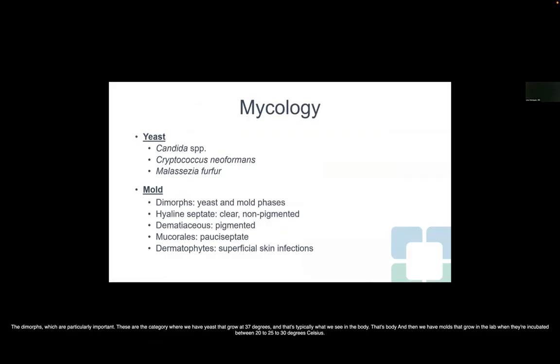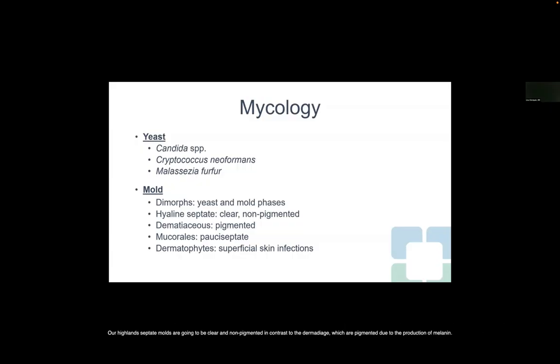The dimorphs, which are particularly important. These are the category where we have yeast that grow at 37 degrees, and that's typically what we see in the body, that's body temperature. And then we have molds that grow in the lab when they're incubated between 20 to 25 to 30 degrees Celsius. Our hyaline septate molds are going to be clear and non-pigmented, in contrast to the dermatiaceae, which are pigmented due to the production of melanin.